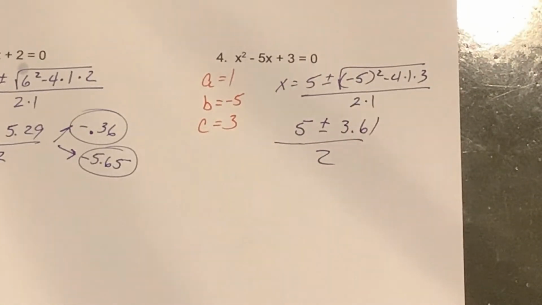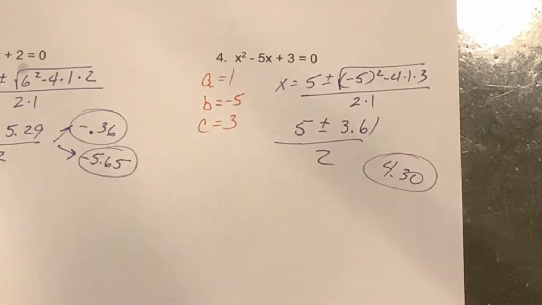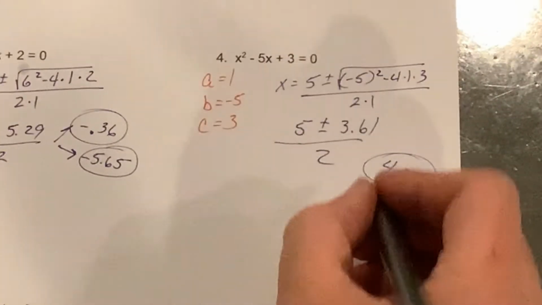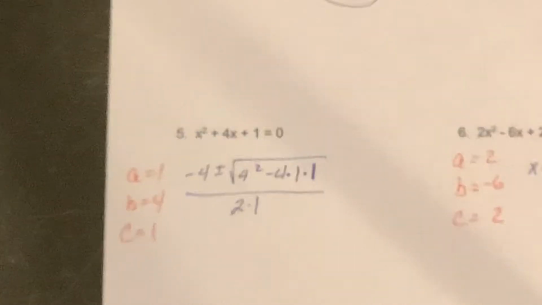So if I take 5 plus 3.61 and divide it by 2, I get 4.30. And if I take 5 minus 3.61 and divide it by 2, I get 0.70. Okay? So those are your two answers, 4.30 and 0.70. Sorry about that. Number 5, same idea.